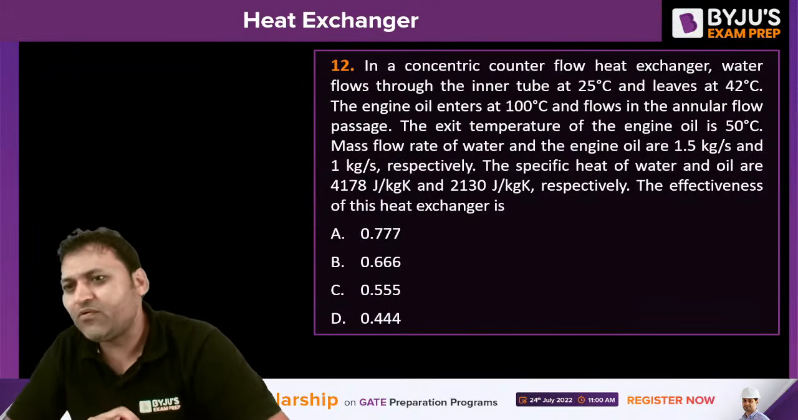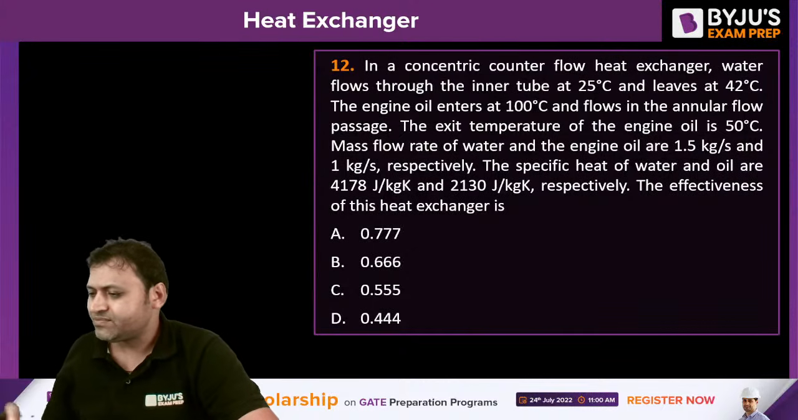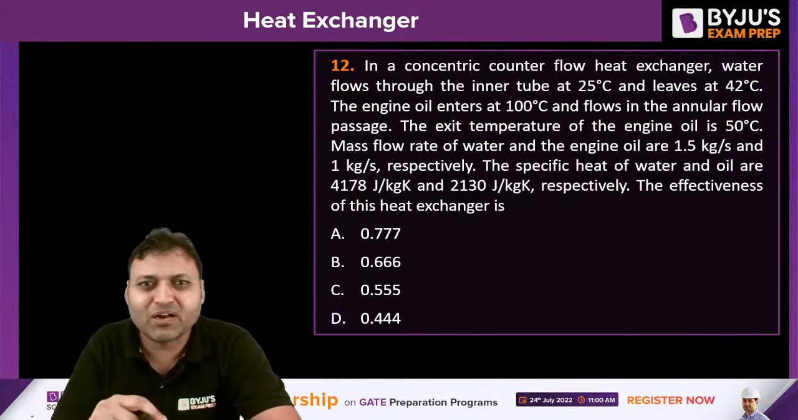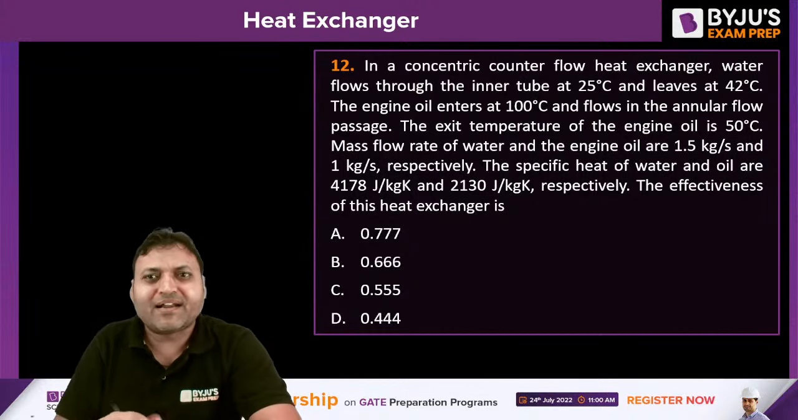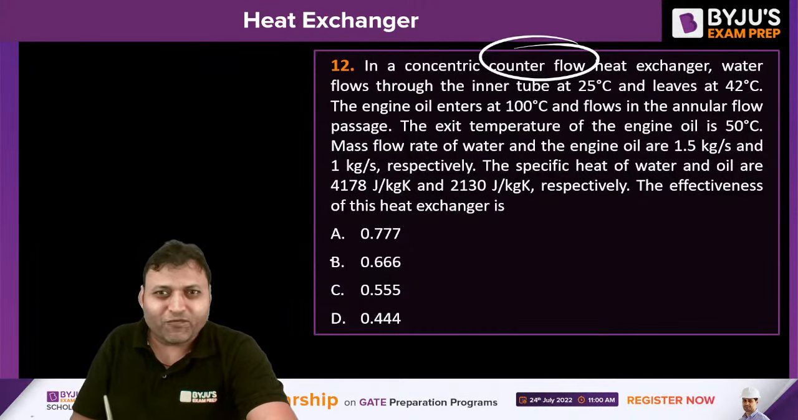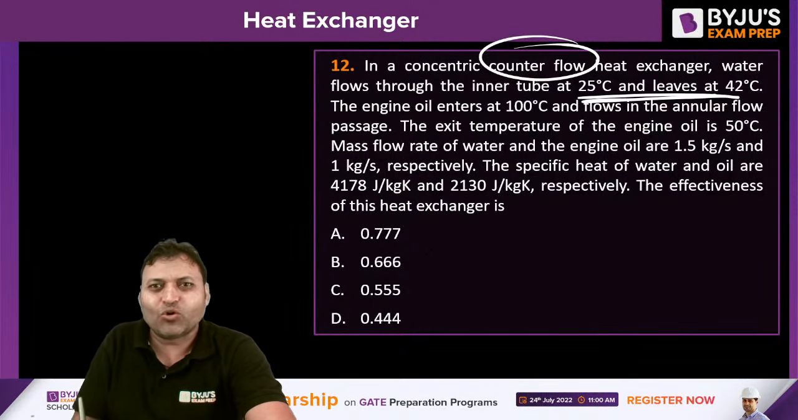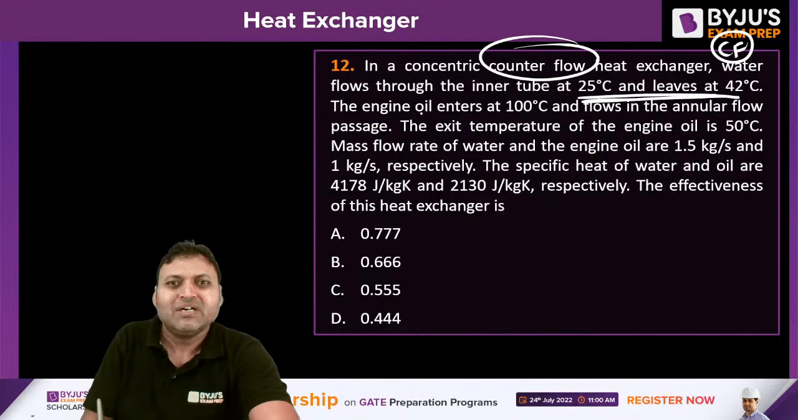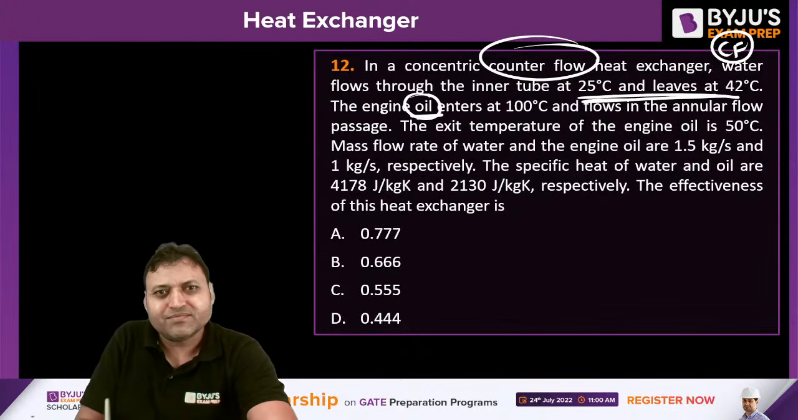Question number 12, the next one. In a concentric counterflow heat exchanger, water flows through the inner tube entering at 25 and leaving at 42. So water is the cold fluid. The engine oil, that is the hot fluid, enters at 100 and flows in the annular flow passage.